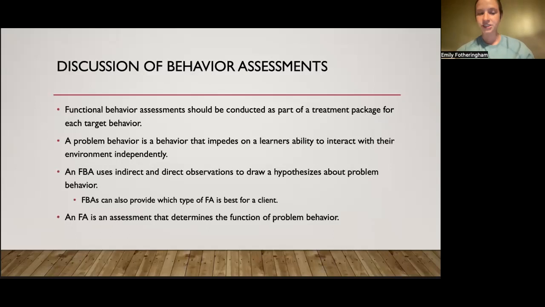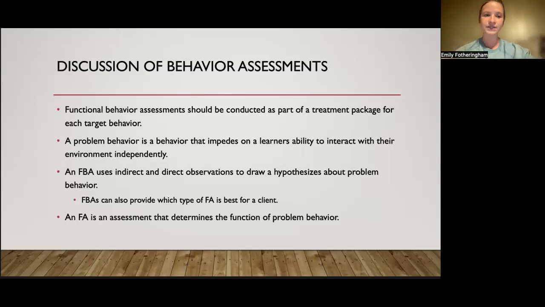Next is my discussion of behavior assessments. Functional behavior assessments should be conducted as a part of a treatment package for each target behavior. So these are not a one and done or a one size fits all type of assessment. Each time a behavior is targeted for reduction, an FBA should be conducted to ensure that the correct function is being targeted for decrease.